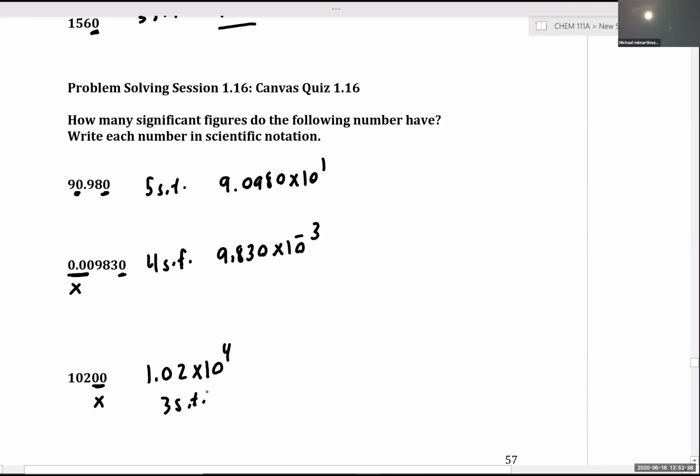The reason why I like writing numbers in scientific notation is because it makes it very easy to see which digits are significant and which digits are not. Does this example make sense to everyone? Any questions on this example? Okay, so let's keep going then.